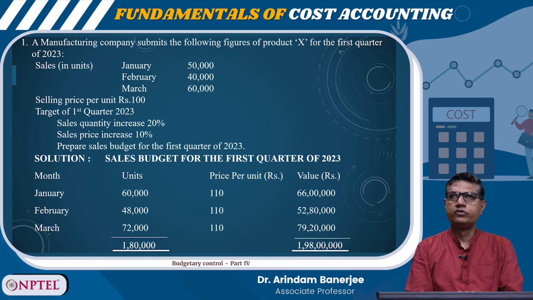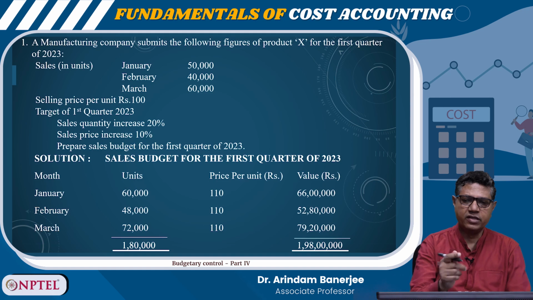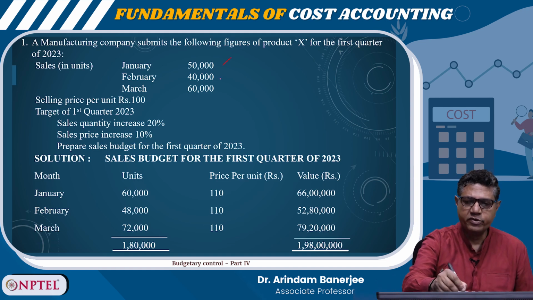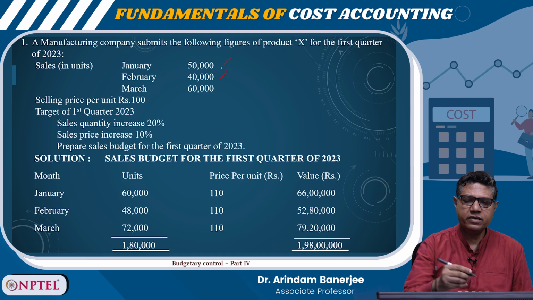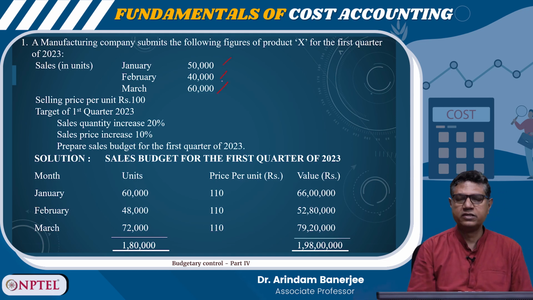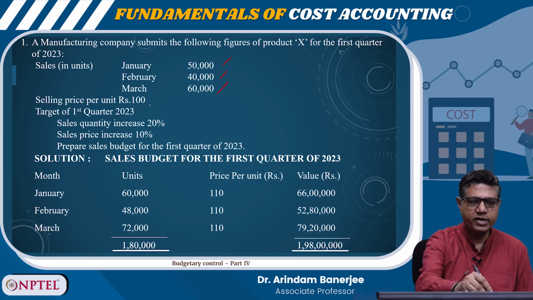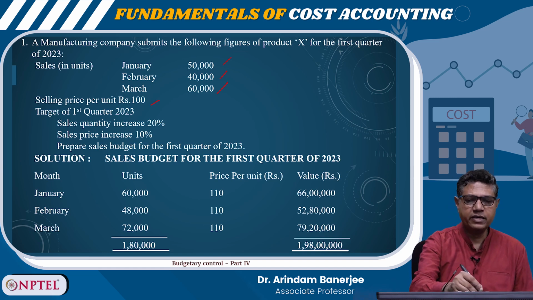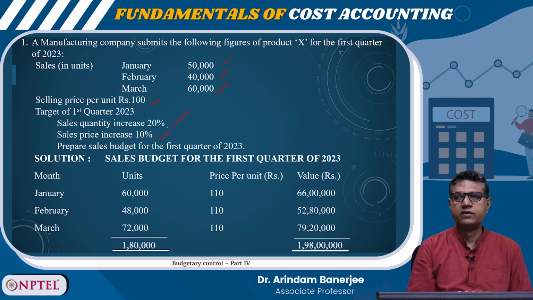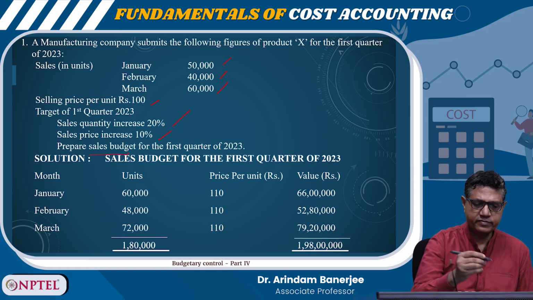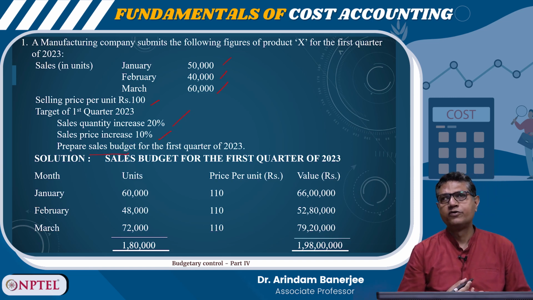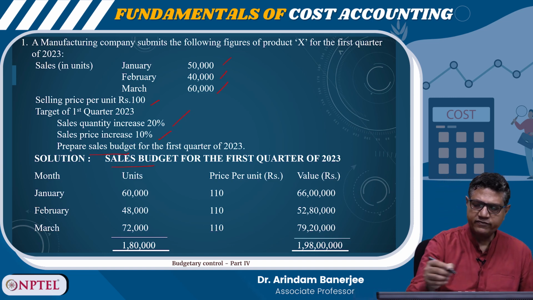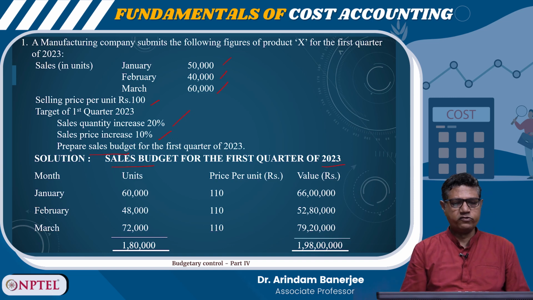first quarter of 2023. Sales are 50,000 in January, 40,000 in February and 60,000 in March. Selling price per unit is 100. Target for the first quarter of 2023: sales quantity increase 20%, sales price increase 10%. Prepare a sales budget for the first quarter of 2023. So, we will prepare the sales budget for the first quarter of 2023.